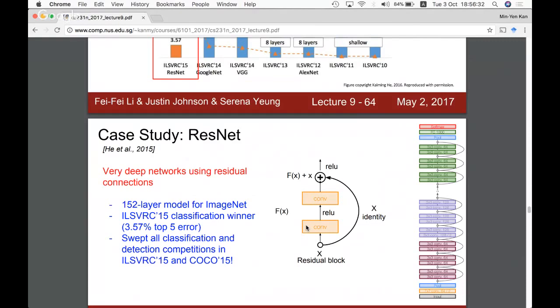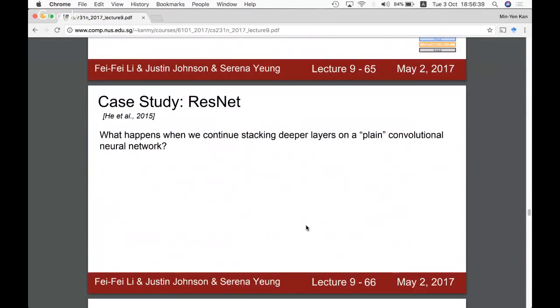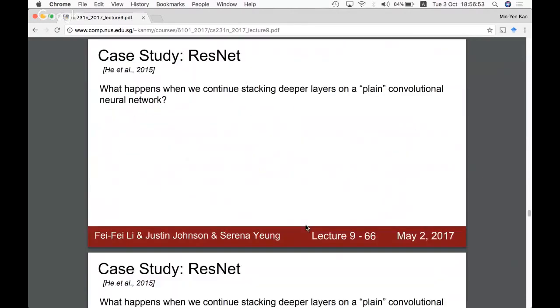So let me go a little bit more. Actually, this is the motivation. The question is, what happens when we continue to stack deeper layers on the plain convolutional network? In other words, for example, when we use VGG or GoogleNet, what happens if we put more and more layers inside? To answer this question, they have another graph to compare.